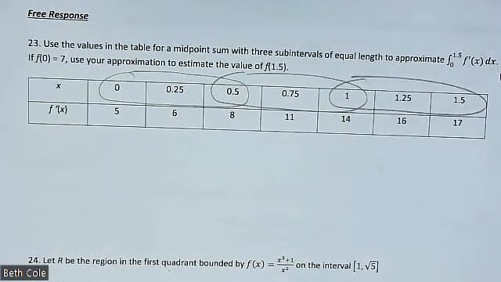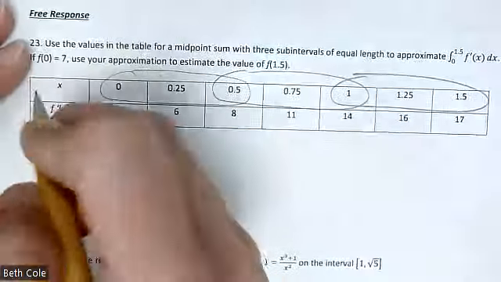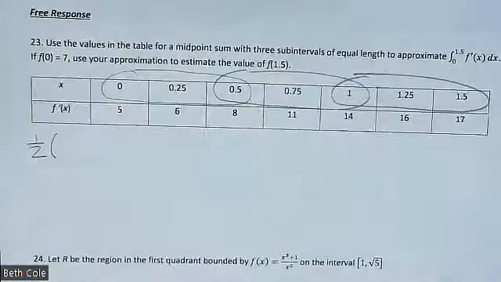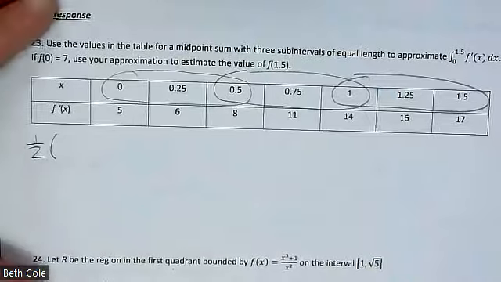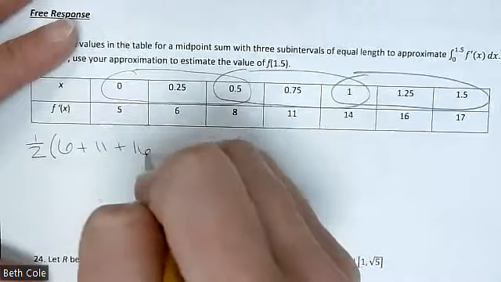Are the lengths of the sub intervals uniform? Are they all the same? Yes, and they're all how much? 0.5, 1/2. Okay, I like fractions, so I'm gonna put a half. And then what numbers are we gonna add up together? It said midpoint, I think. Midpoint sum. All right, so which numbers are we gonna use? Yep, good. 6 plus 11 plus 16.